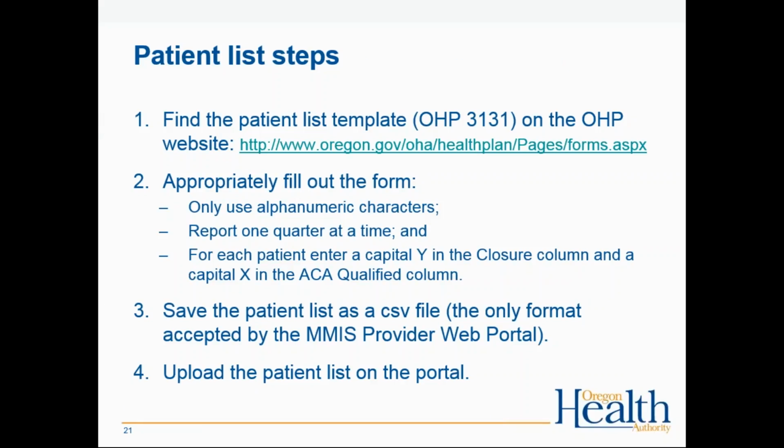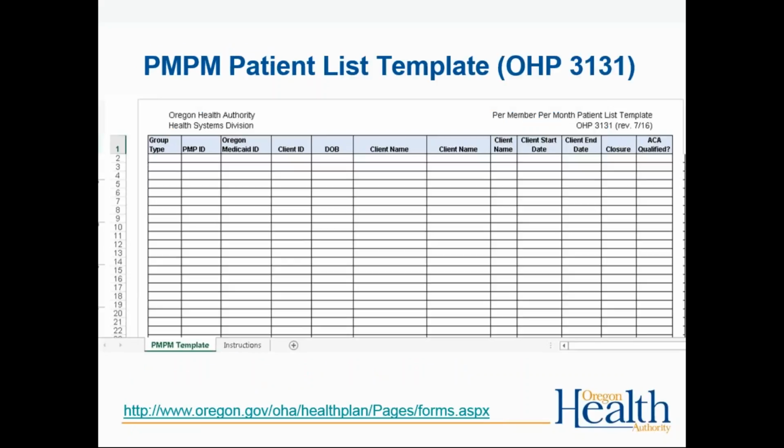All right, very good. So let's move on from patient list steps. Here is the template, just so you have an idea of what that looks like. If you use our template, this is exactly what you're going to see. You're going to see one tab with the PMPM template and another tab with the instructions. And again, if you're using your own, that's okay. You just want to make sure that you keep this formatting, keep these columns. And then I did include a link to the forms page where you would be able to type in 3131 and find this template.